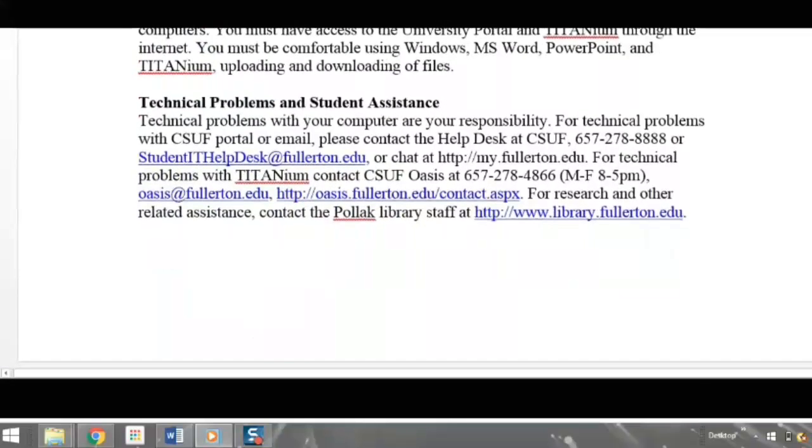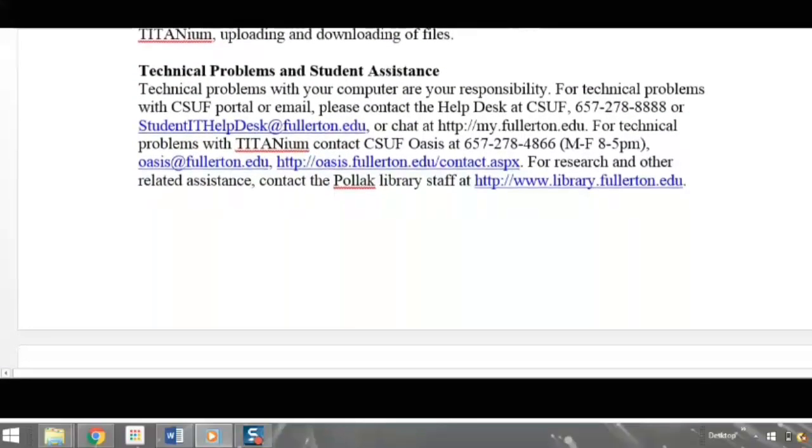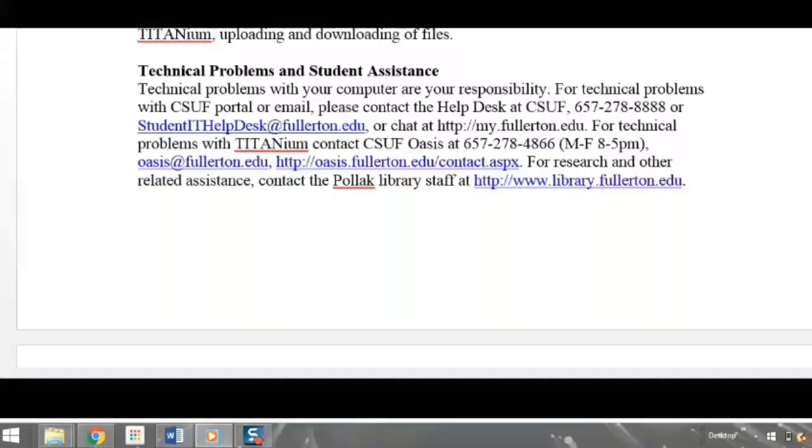If you experience any technical problems with your computers, or with Titanium, it is still your responsibility. So for technical problems with Cal State Fullerton's portal or email, please make sure you contact the help desk. I provided you with a phone number here in the syllabus. The phone number is 657-278-8888, or you can simply email them. And you can even chat with them if you want at the link that I provided on the syllabus.